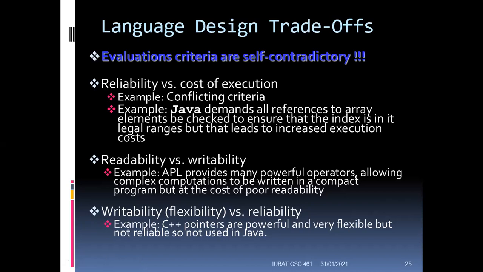So you're thinking, okay, I am going to use Java. You have decided that you are going to use Java. So in Java, you have to choose between reliability and cost of execution. If you want to make your program reliable, the cost of execution will be high. If you want to make the cost of execution low, you will have to make it less reliable. I hope you understand the point.